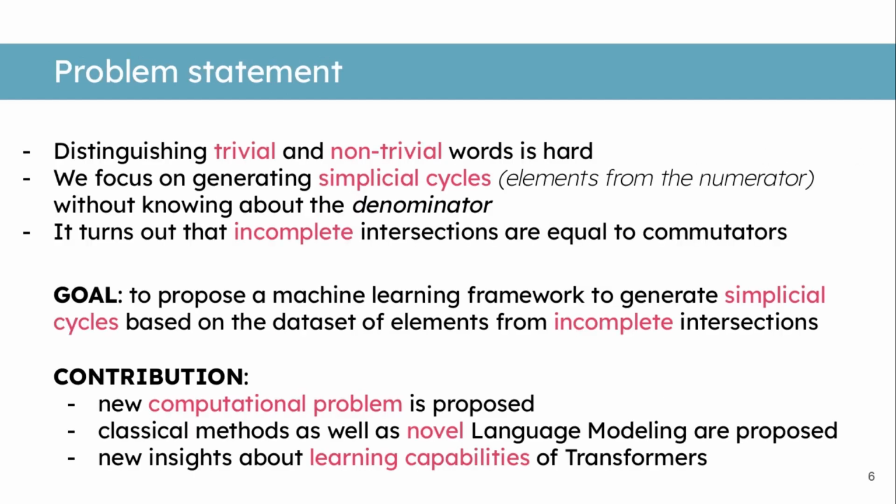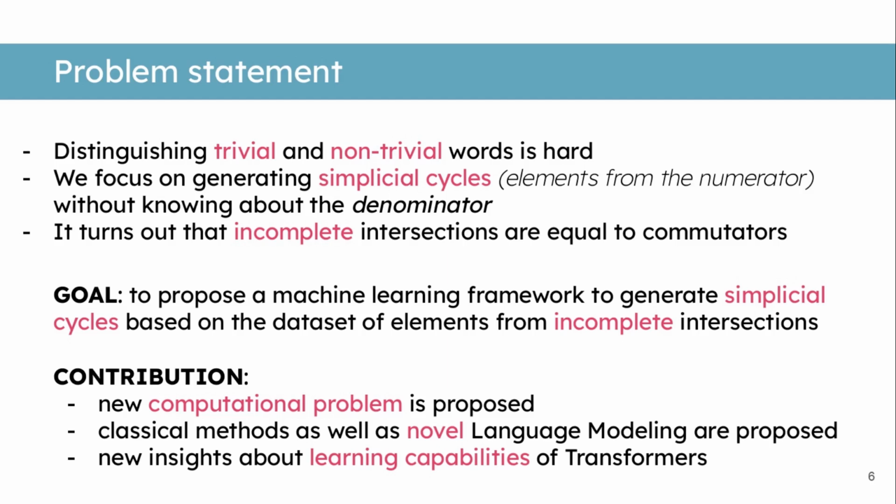However, distinguishing trivial and non-trivial words is a very complex task, as hard as computing homotopy groups itself. There is no algorithm or just general instructions on how to do it. One should come up with a sophisticated method for every particular word. So, we decided to focus on generating elements from the numerator, or simplicial cycles, as a proof of concept. However, to avoid the degenerate behavior of the model, generating only trivial words, we are going to avoid using information about the denominator. It turns out that if we consider incomplete intersections, then they would be equal to these commutators of certain structure. So we decided to formulate the problem as follows.